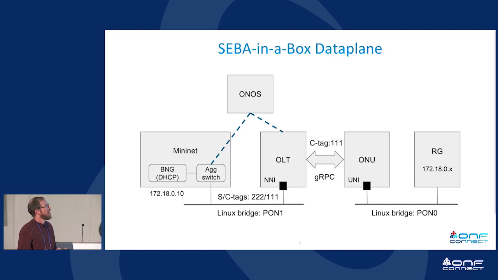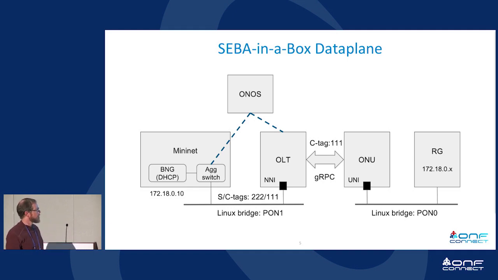So here's a picture of the data plane in SEBA-in-a-Box. These gray boxes that I'm showing you are Kubernetes pods, Docker containers running on Kubernetes. And this picture is flipped around from the picture I showed you a minute ago that had the RG on the left and the BNG on the right. So just keep that in mind.